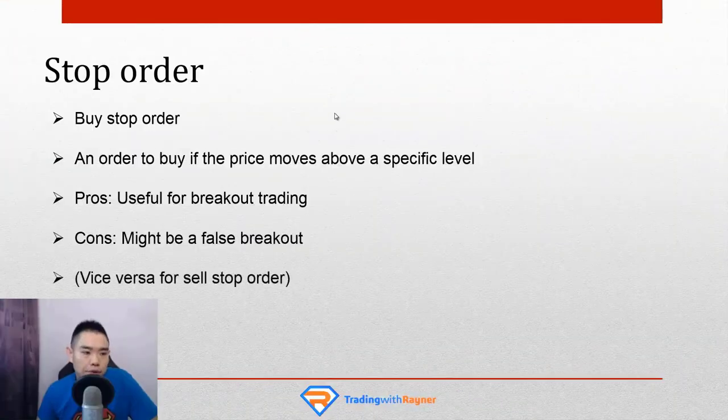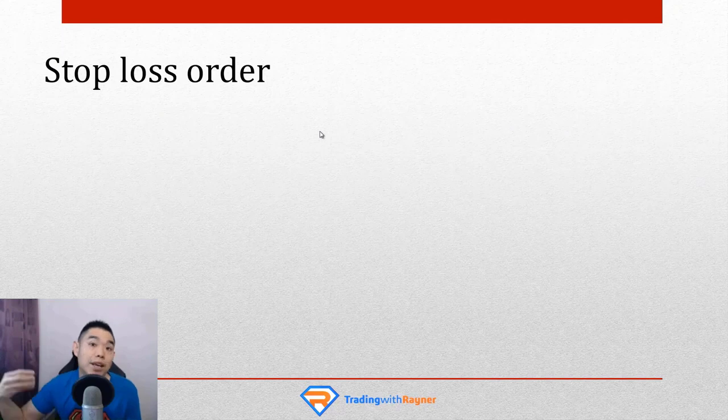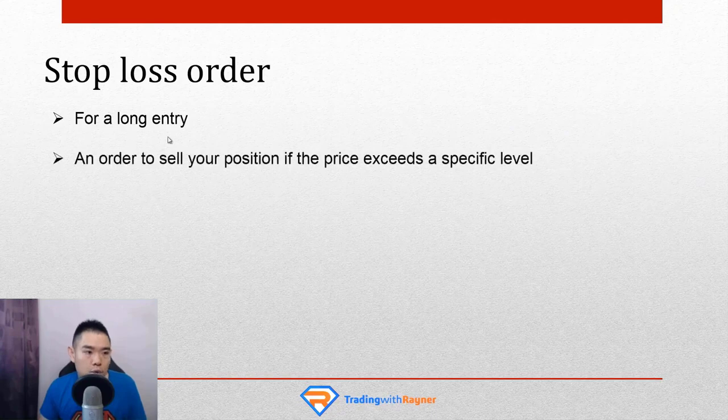So the next type of order will be stop loss order. The first three orders that I shared with you are orders to get you into a trade. So a stop loss order is the opposite, because this is an order to get you out of a trade. So let's say we are going with a long entry. A stop loss order is an order to sell your position if the price exceeds a specific level.